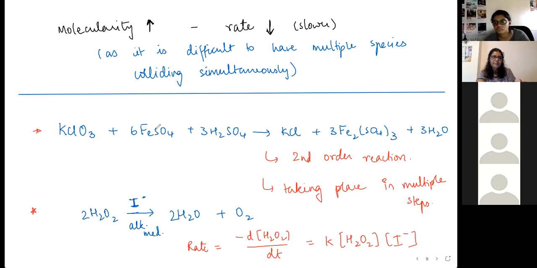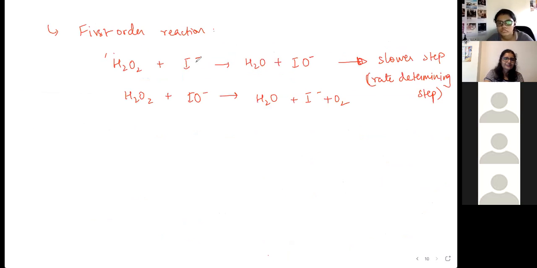But what exactly is happening at the molecular level? It's not like all 10 molecules are colliding simultaneously with a cartoonish explosion going on and then they're rearranging and coming out. That's not happening. It's happening in multiple steps. This is simpler, that's why we have expanded upon this. So it's not as simple as two molecules of H2O2 colliding to give water and oxygen. No, iodine needs to get into the mixture and different steps would have different rates depending on the stability of the individual ions and all of those factors.